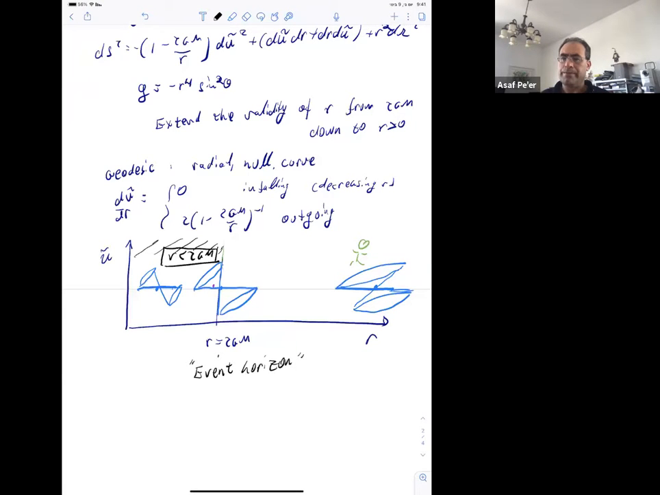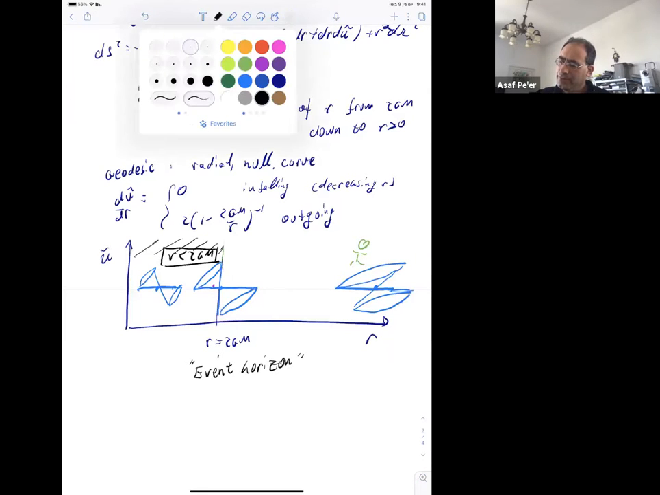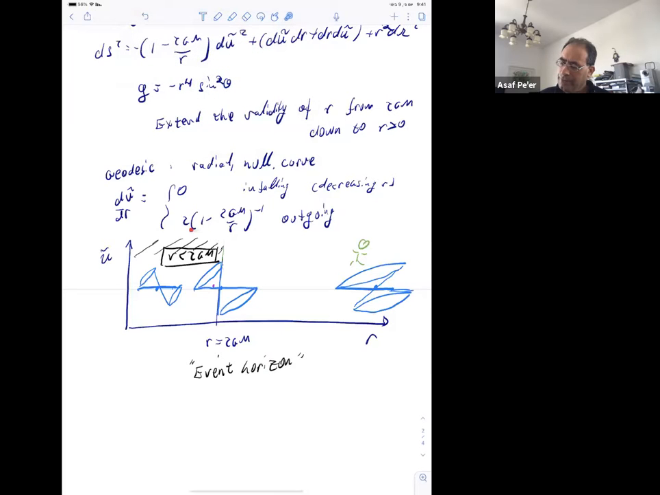In a very basic sense, this is the edge of the universe, if you want. This is the edge, beyond that, nothing that happens in this region can ever be communicated to the outside world. Okay, so that's the event horizon.